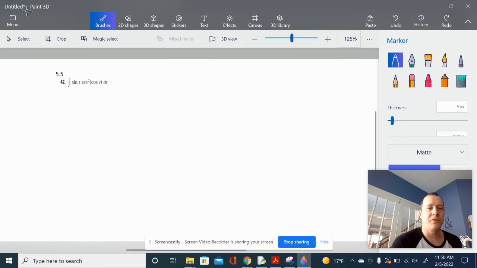This is number 42 from section 5.5 in the Stewart text, integration by substitution. And this is a good, classic substitution problem. You have a composite function, right? You have one function inside of another function. In this case, we have the cosine of t inside of this secant squared of a function.